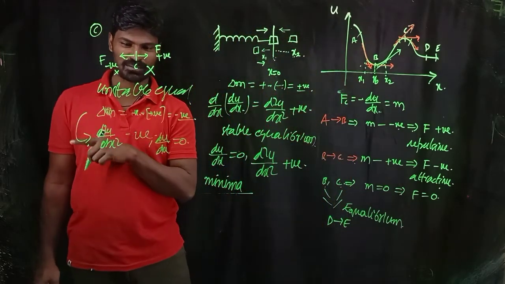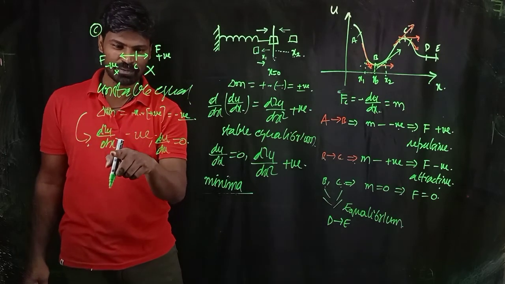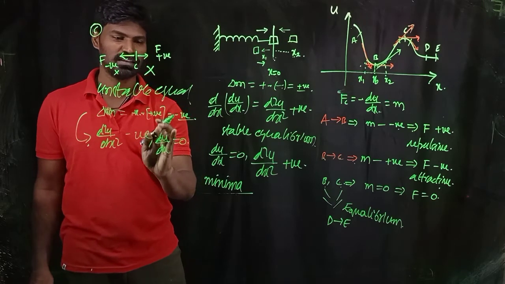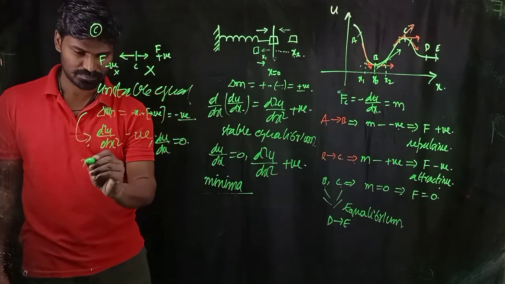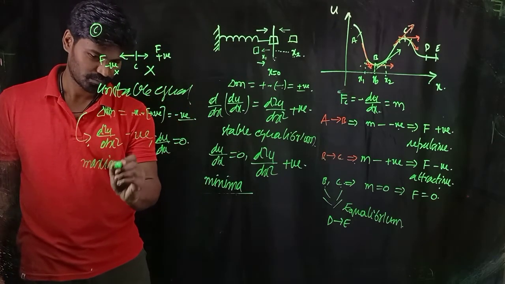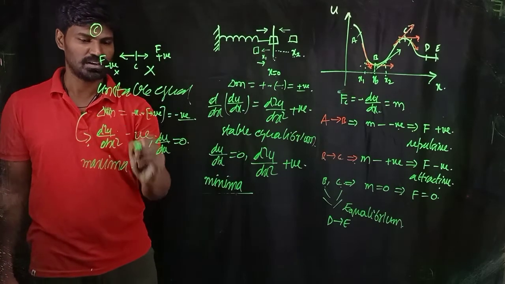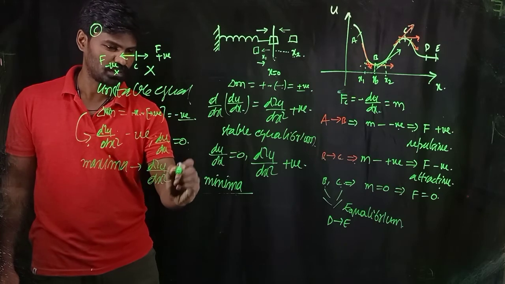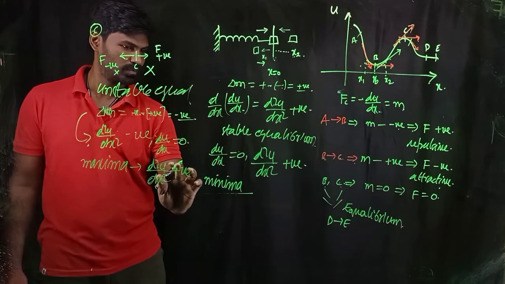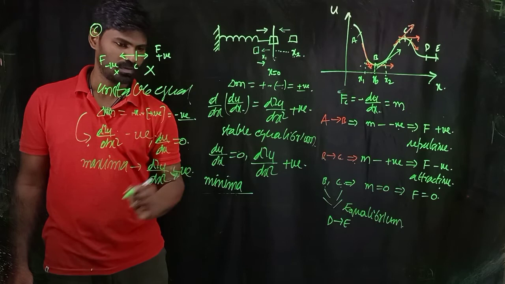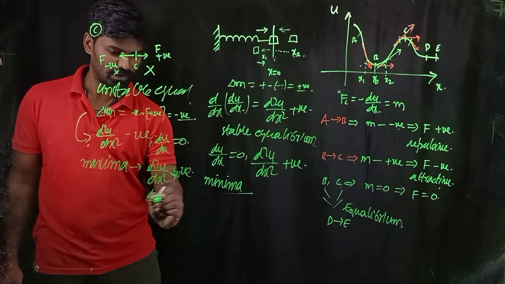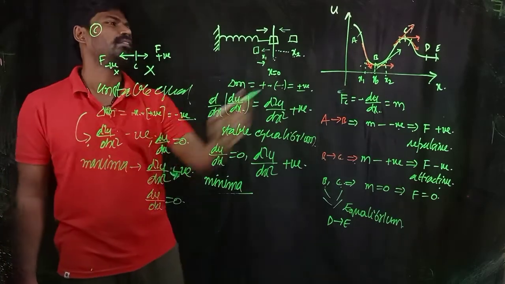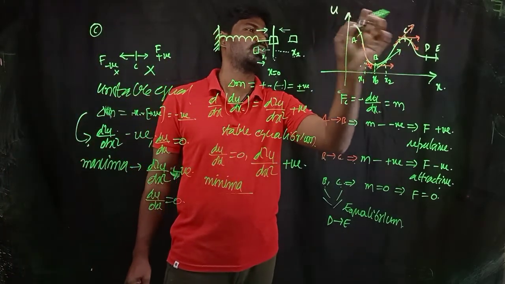So for a local maxima, what should happen? D square u divided by dx square should be negative. Du by dx should be 0. Did you understand this? So for maxima, what is the condition? D square u divided by dx square should be negative, and du divided by dx should be equal to 0. So what is this maxima? In this situation it is potential energy.